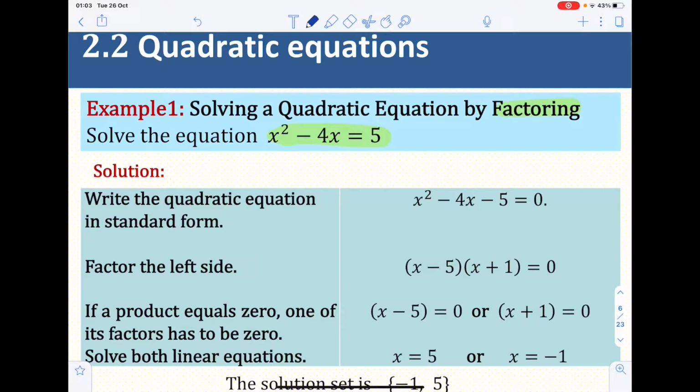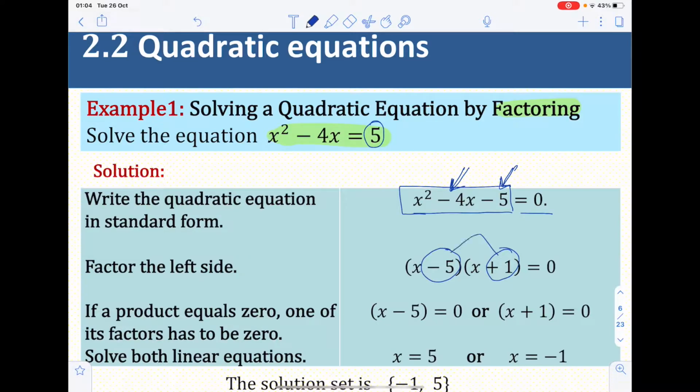So first thing, we will put all the terms on one side. So we are going to put this 5 on the other side, or we subtract 5 from both sides. So we will have x squared minus 4x minus 5 equals 0. Now we will factorize the left side. So we've got to look for two factors. The product of them equals negative 5, and the sum of them equals negative 4. The two numbers would be 1 and negative 5.